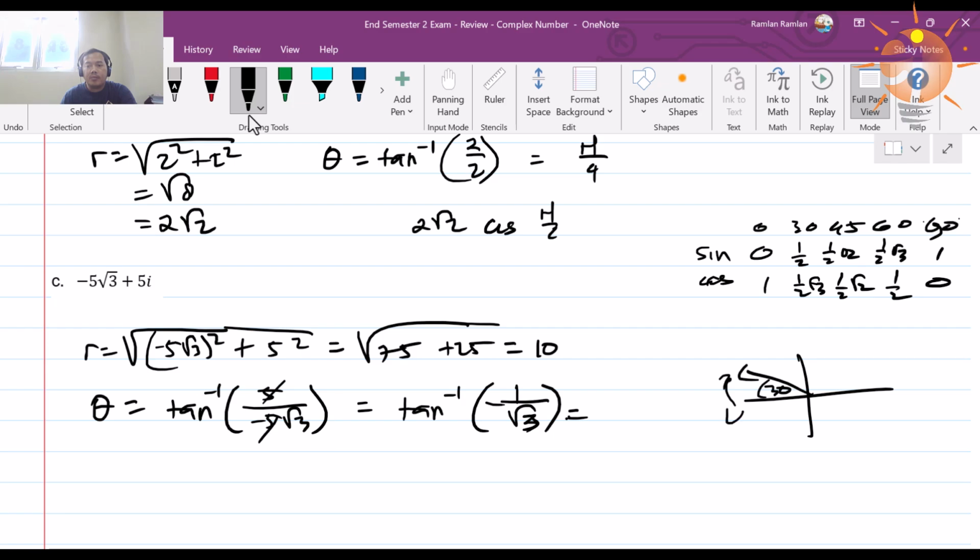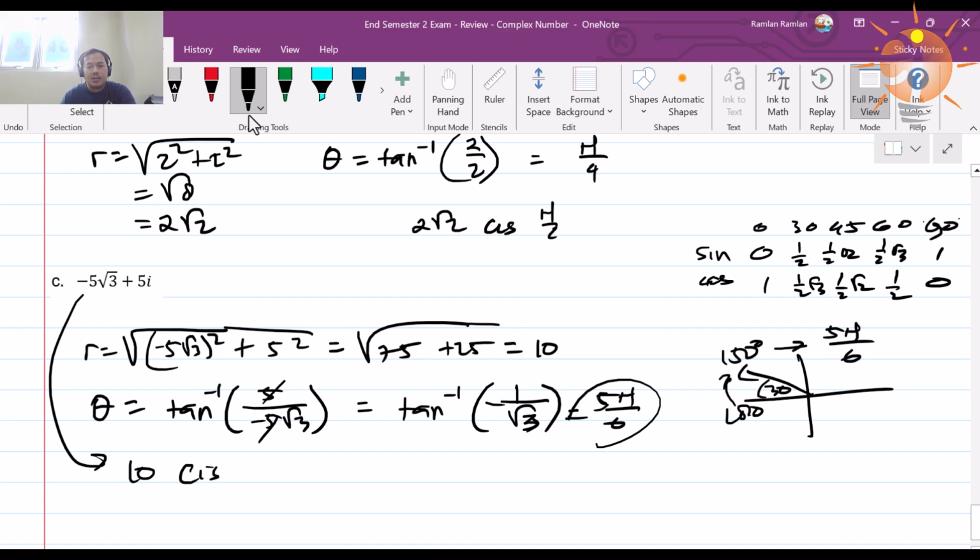If I go back from 180, there'll be 150 degrees. So this in radians is 5 pi on 6, yeah? So 5 pi on 6. And then when you write down this z again, I mean this complex number, there'll be the 10, from the modulus, and then cis, is this guy over here, the angle 5 pi on 6.